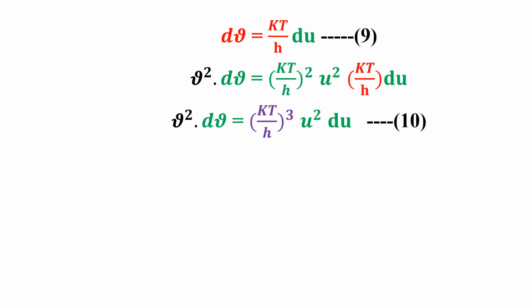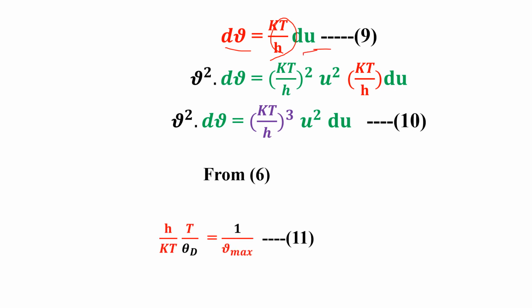Now you are differentiating nu. When you are differentiating equation 8, you will get d nu is equal to kt by h du, where kt by h is a constant and remains as such. Only u gets differentiated, that is du. This is given in equation 9.